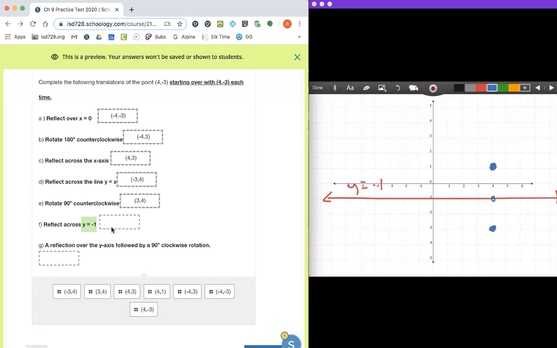So this has an answer of, I still have 4, that didn't change, okay? But now I'm only up 1. So my answer there is (4, 1), okay?